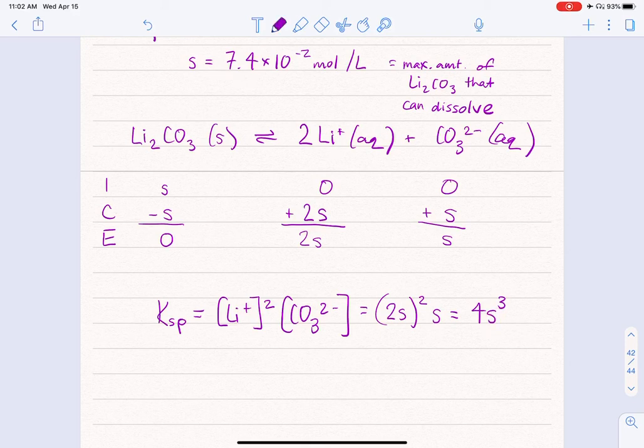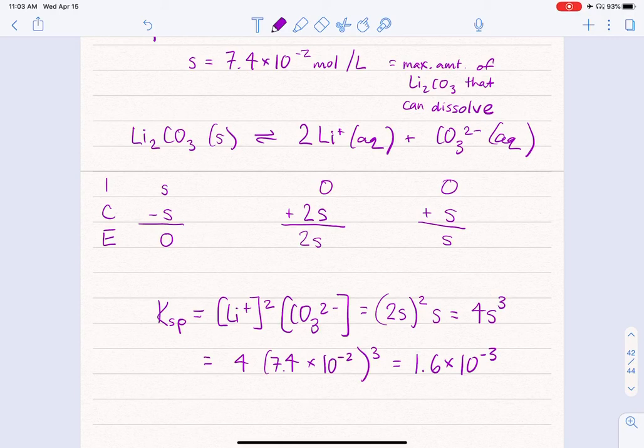me the KSP. So the KSP is going to be equal to 4 times 7.4 times 10 to the minus 2 cubed. And if you do that arithmetic, you should get a value of 1.6 times 10 to the minus 3 for your KSP for lithium carbonate. Of course, it's an equilibrium constant, so it's unitless. So that is how you calculate KSP from a solubility.